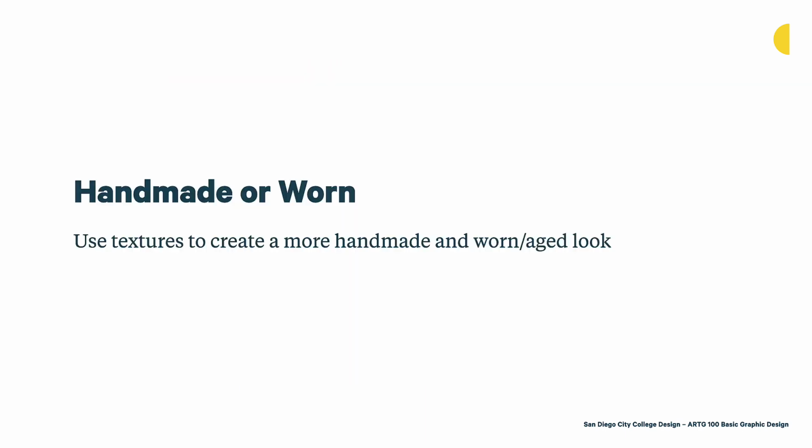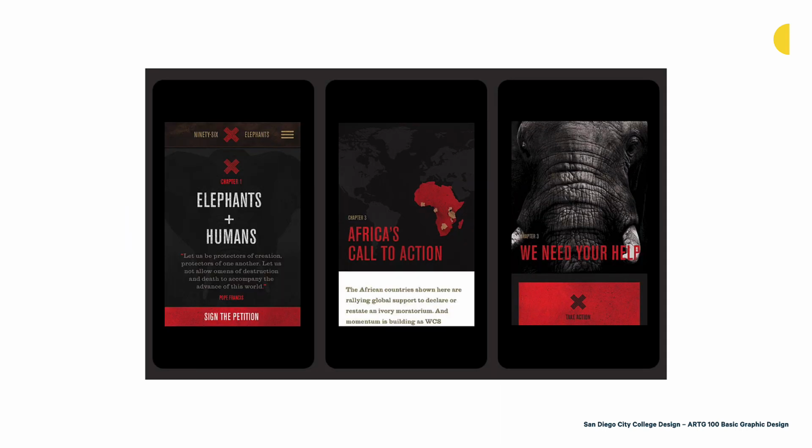Another way we sometimes use texture is to make something feel handmade or worn. It can be a really useful way to make something have more of a worn or an aged look, and we saw this earlier in that fish logo. But let's look at some other examples of ways that we can do that. Here's one on the web.